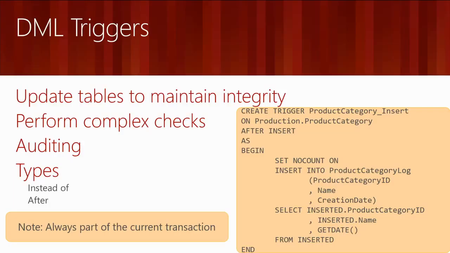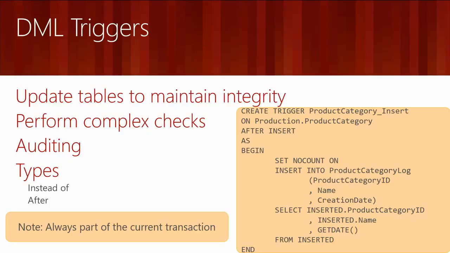Now remember that when you do an instead of, it's exactly like it sounds. So the actual operation is not going to perform. It will come back to the user and say 2 rows updated, but it's not going to actually perform that particular operation.